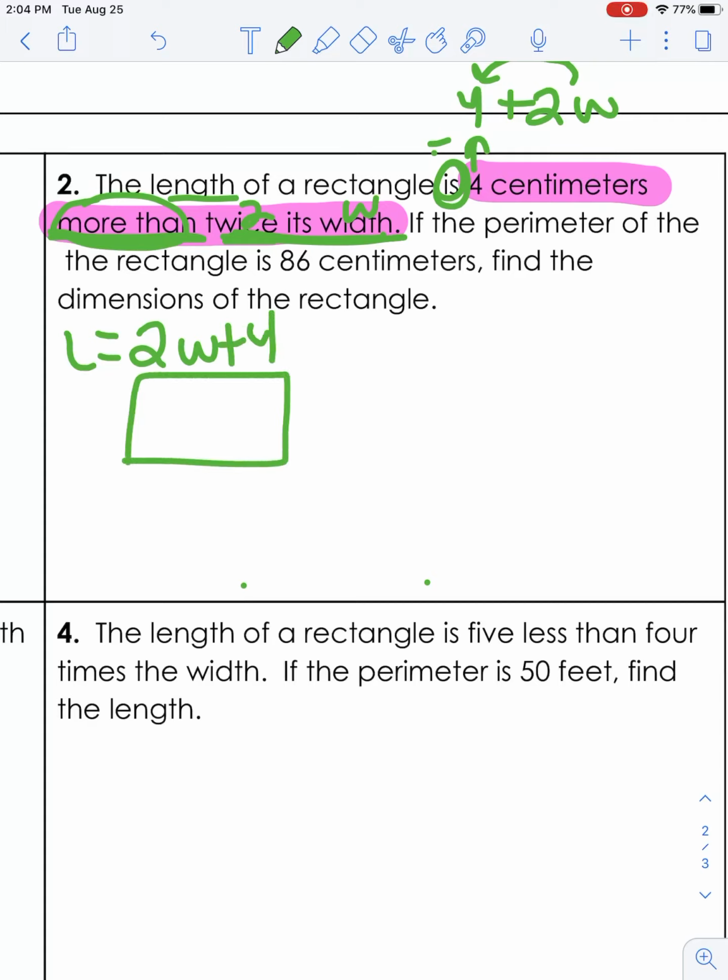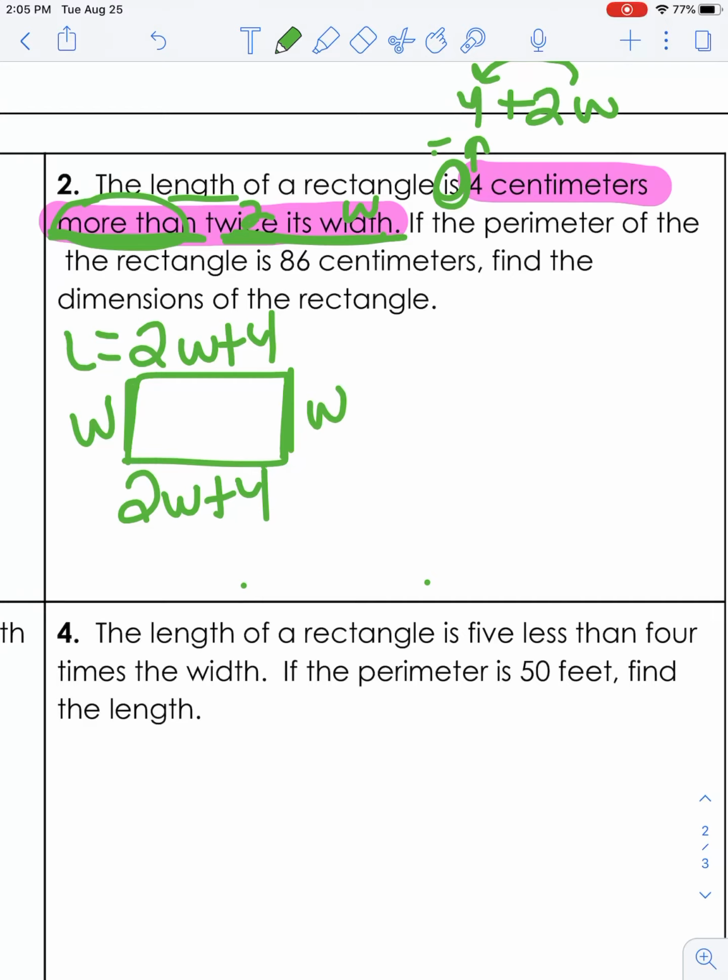which helps us draw our picture of a rectangle. If this side is 2W plus 4, the opposite side is also 2W plus 4. Both of these sides that we filled in is the length, meaning the 2 remaining sides is our width. We can represent the width by W.